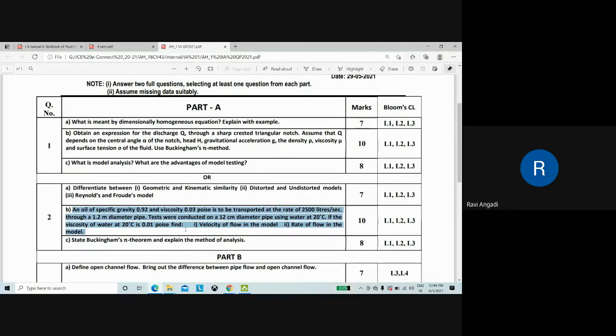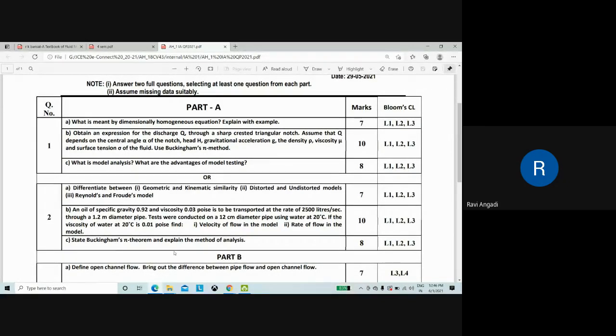Many of you, without calculating the velocity of flow, directly calculated the rate of flow only. That is wrong. When it is asked for 10 marks, even though your answer is correct and you got it in 2 steps, for 10 marks you have to write it stepwise.